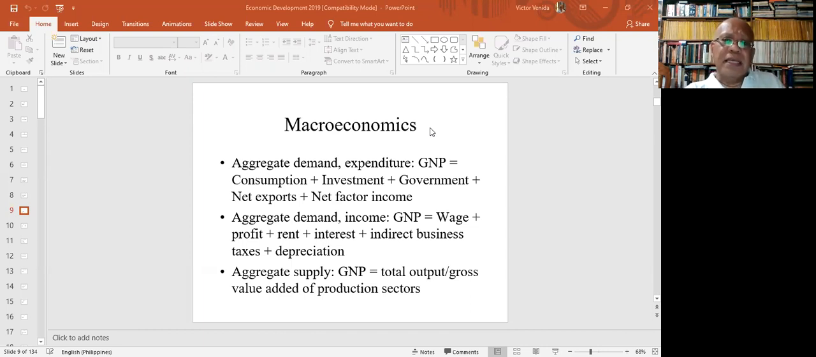Okay. But expenditure means that the people and the establishments spending have income. So that's why there is an income equation on the demand side. We have total GNP or GNI, which is equal to wage plus profit plus rent plus interest plus indirect business taxes and depreciation.